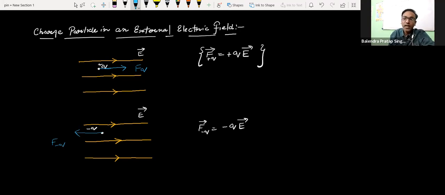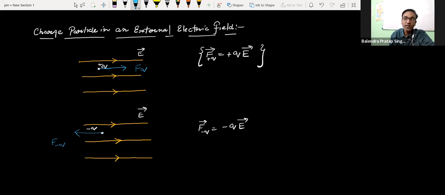This means if you put an electron in an external electric field, that electron will move opposite to the direction of the field. And if you put a proton in an external field, that proton will move along the direction of the electric field. Because if there is a force, then there is acceleration.